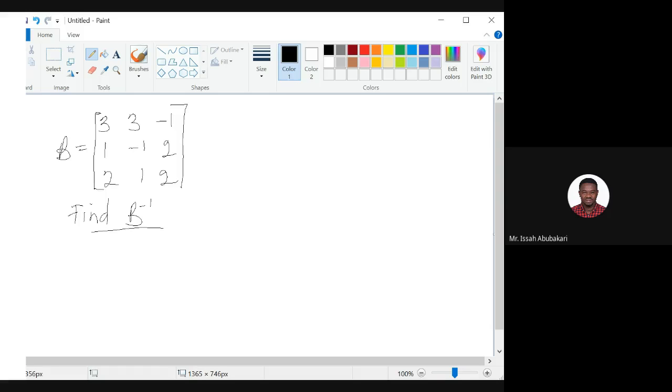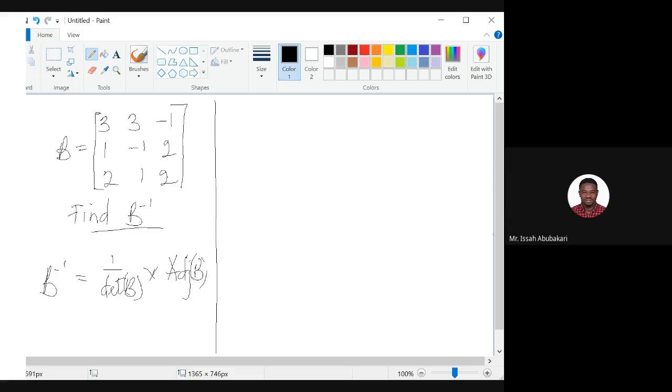So this is the question. And with this, we said the first thing to do is to what? Calculate the determinant of this, because B inverse is equal to 1 over the determinant of B, multiplied by the adjoint of B. So we are going to calculate the determinant of B and calculate the adjoint of B. Now, let's start work.